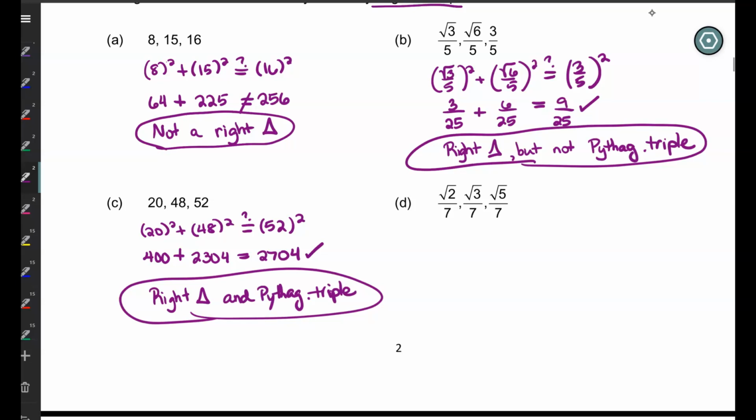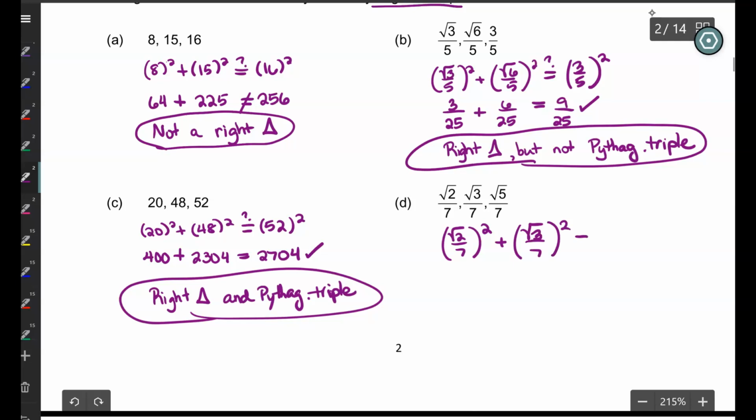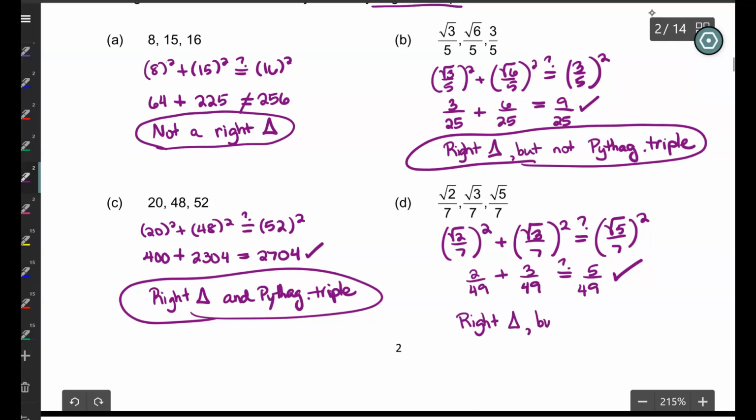Okay, so D, I can see it can't be a Pythagorean triple because I have square roots and fractions, but let's see if it's a right triangle. So I'm going to have square root of 2 over 7 squared plus square root of 3 over 7 squared, and see if that's equal to square root of 5 over 7 squared. So I get 2 over 49 plus 3 over 49. Does that equal 5 over 49? And the answer is yes. So it's a right triangle. So it's actually like the one above it. It's a right triangle, but not a Pythagorean triple.